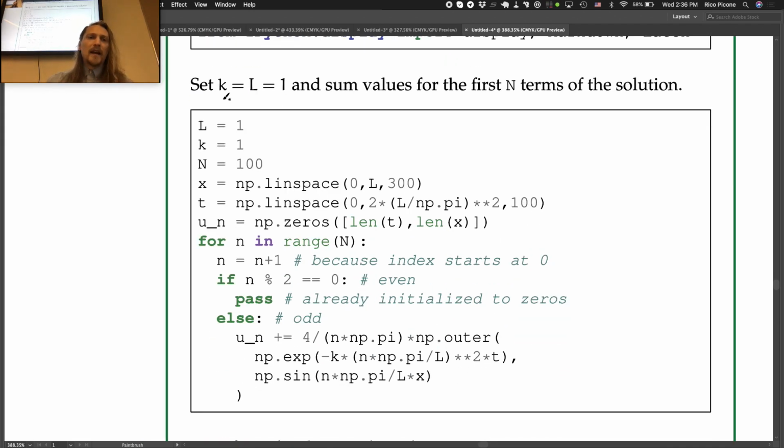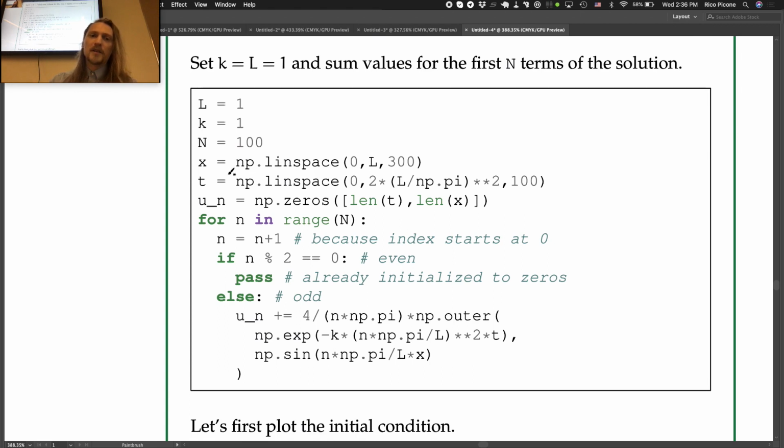We'll set k and L to 1 here. It's called the diffusion coefficient k. We'll set that to 1. We'll set L to 1. And then we'll do 100. So when we want to plot it, we have to do a partial sum, right? We can't sum up to infinity. So we're going to sum up 100 terms, the first 100 terms of the series.